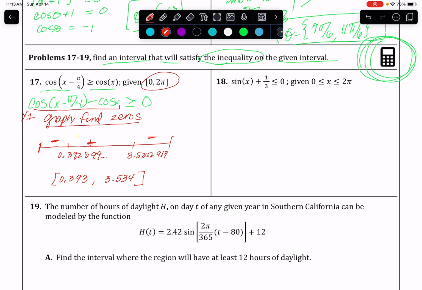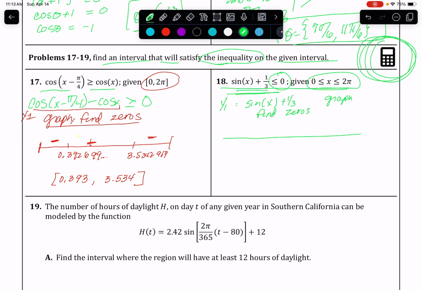Okay, same thing coming over to number 18. They want where this function is less than or equal to 0 from 0 to 2 pi. So we're going to put in y1 is going to be this sine of x plus 1/3. And then we're going to find the zeros. We're going to graph it first on our calculator. We're going to find the zeros.